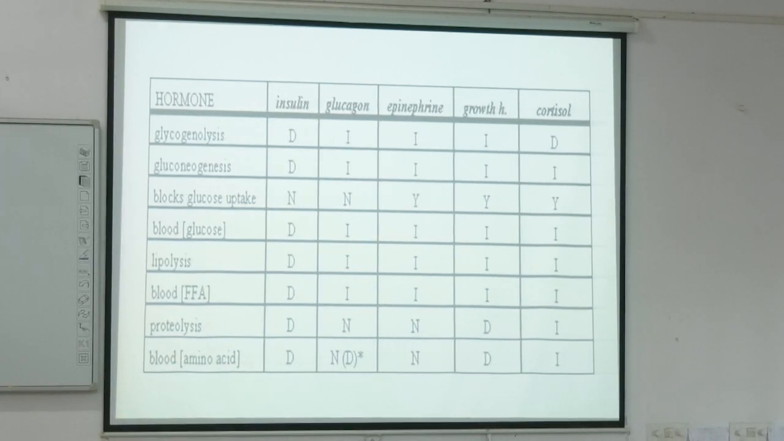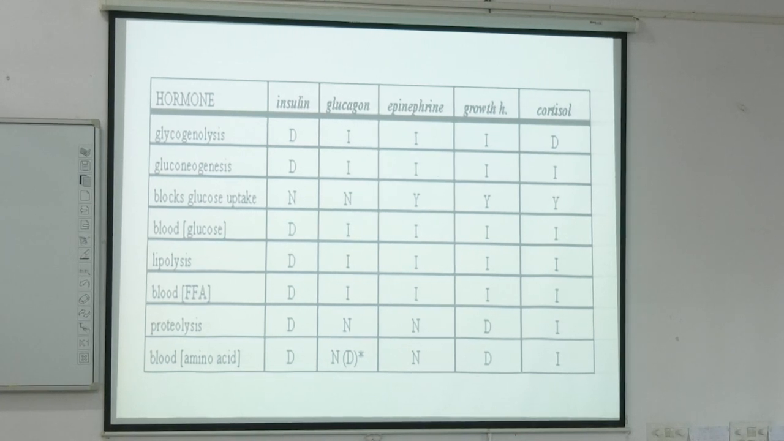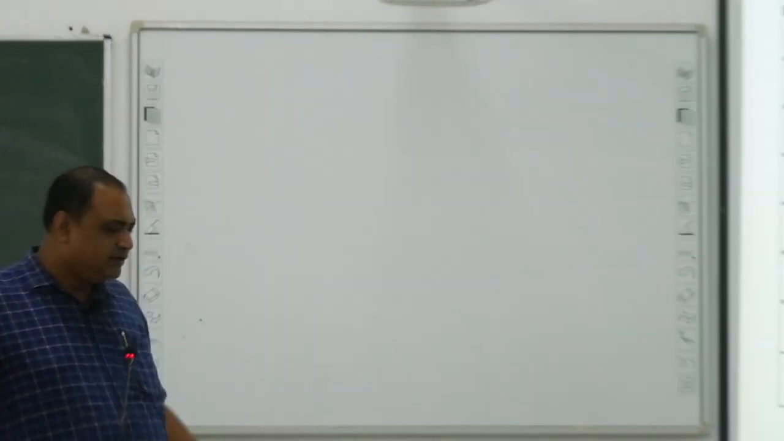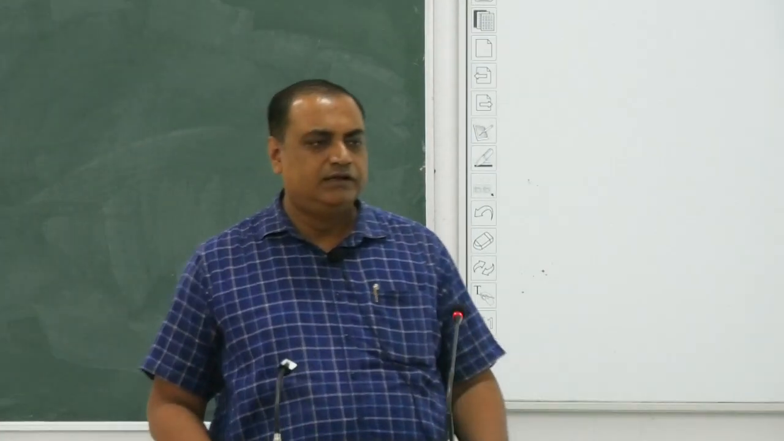Blood amino acid, breakdown of amino acid, proteolysis. It decreases with no effect, decreases and increases. Cortisol, see cortisol. Now if you go on remembering like this, it is very difficult. You have to remember this horizontally. Vertically, if you remember, it will take a lot of time to memorize. If you go horizontally. Fine? Fine. We'll move on to the next slide.